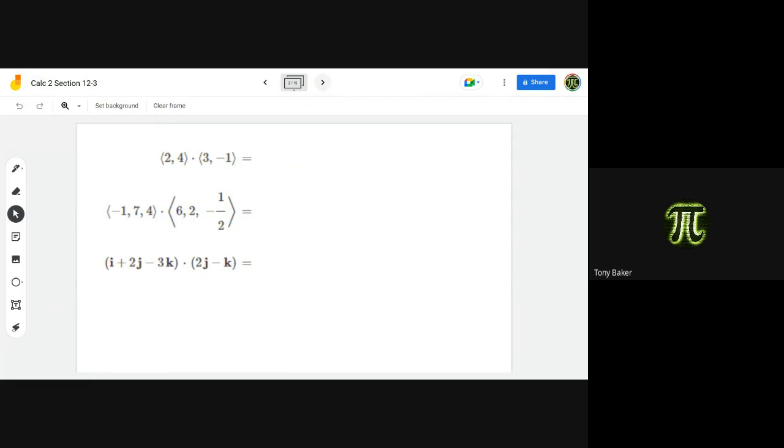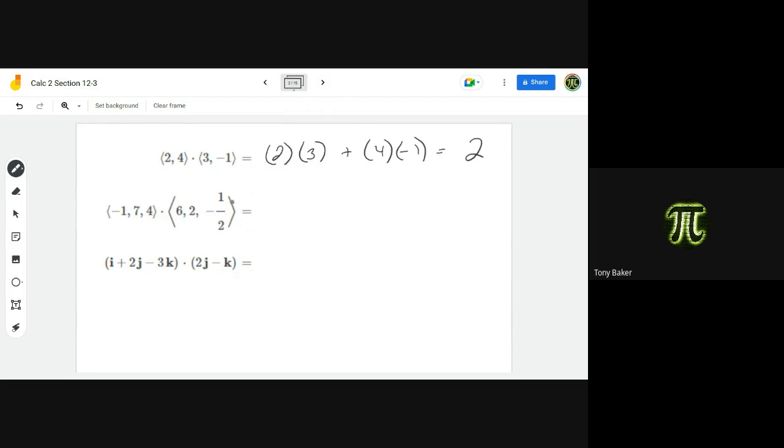All right, so let's find the dot product of the first one. So we're just going to take 2 times 3, and then 4 times -1. So that should come out to be 6 minus 4. And that's the dot product. So you multiply each of the positions of the terms, and you add them together at the end.